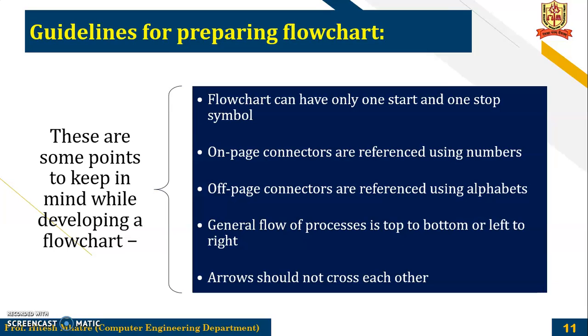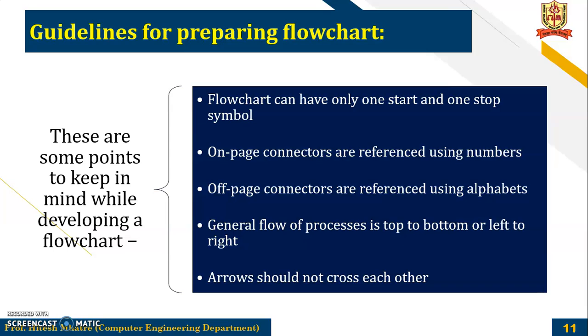Whenever you are referring to a flowchart and come across these symbols, how do you identify whether it is on page or off page? If it consists of a number, then it is on page. If it consists of an alphabet, then it is off page. Then the general flow of the process is top to bottom or left to right.